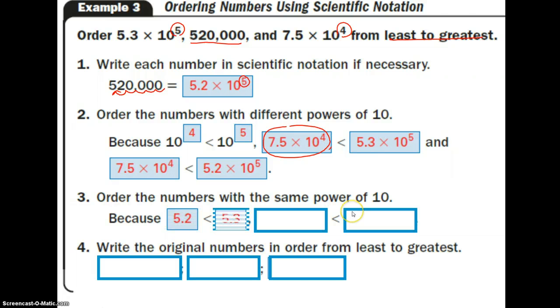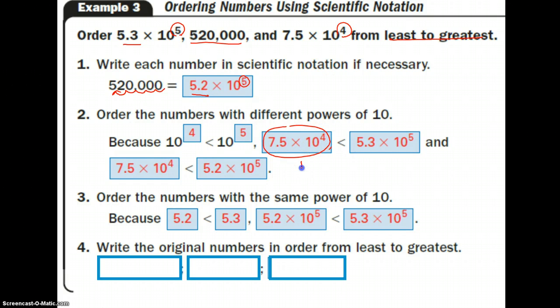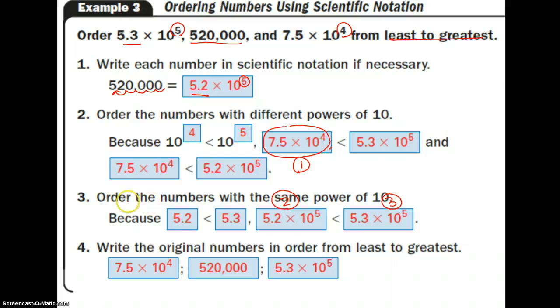We look at the decimal points, and you can see that 5.2 is less than 5.3. Again, they both had a 5, so now we need to look at the decimal points. That means that 5.2 times 10 to the 5th is going to be less than 5.3. So 7.5 was the first one, 5.2 is the second, and the third is 5.3 in scientific notation. And again, write the original numbers. So we started with the 520,000. Put that in your answer.